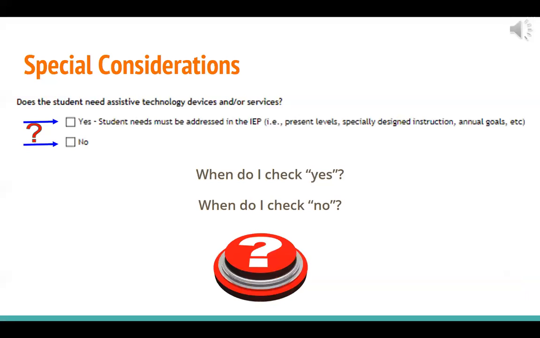The Special Considerations page of the IEP asks a question as to whether the student needs assistive technology devices and/or services. Oftentimes, teachers are unsure whether they should check yes or whether they should check no to this section. In the following slides, we'll walk through the consideration process and when to check yes and when to check no.